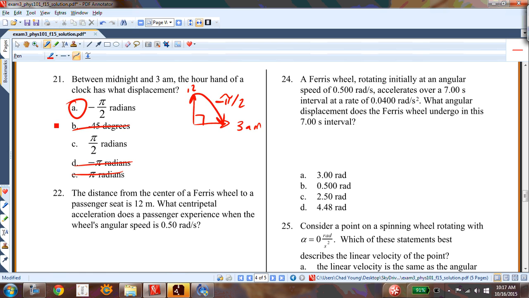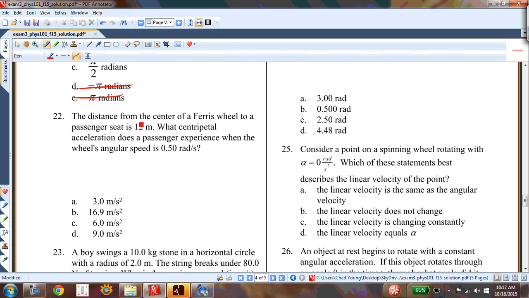The distance from the center of a Ferris wheel to the passenger seat is 12 meters, that's R. What centripetal acceleration does a passenger experience when the wheel's angular speed is 0.5 radians per second? So this is omega. I'm looking for the centripetal acceleration, AC, which is V squared over R. But also remember that V is equal to omega R.